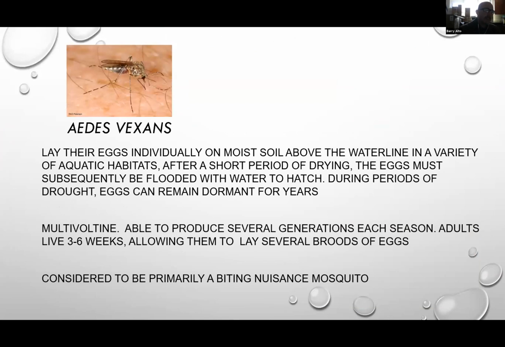Aedes vexans, they lay their eggs individually on moist soil above the water line in a variety of aquatic habitats. And after a short period of drying, the eggs must subsequently be flooded with water to hatch. Now, during periods of drought, eggs can remain dormant for years. So this is quite a special feature of this mosquito. It is multivoltine, so it is able to produce several generations each season. And typically, adults live 3 to 6 weeks, sometimes longer, depending on the environment, and that allows them to lay several broods of eggs. And it is considered to be primarily a biting nuisance mosquito.